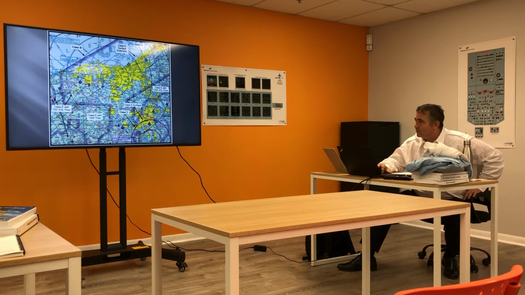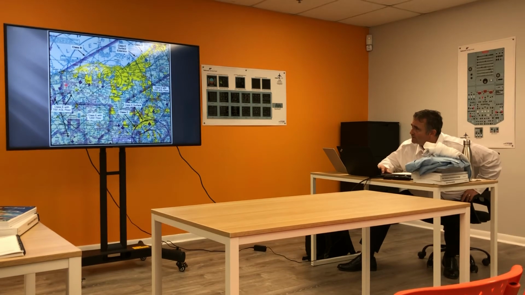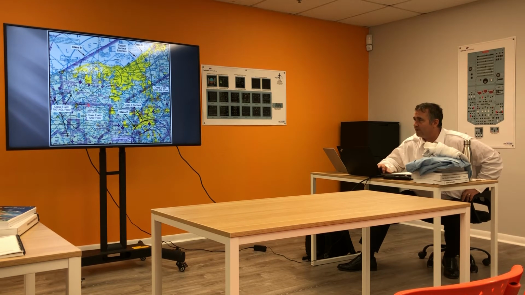This tells me that Class Echo goes down to 1,200 feet. And look at, it doesn't give me a great, right here. See this? See that shaded area right there? All of this? That tells me that Class Echo airspace goes down to 700 feet. That shaded area right there, that transition zone right there.